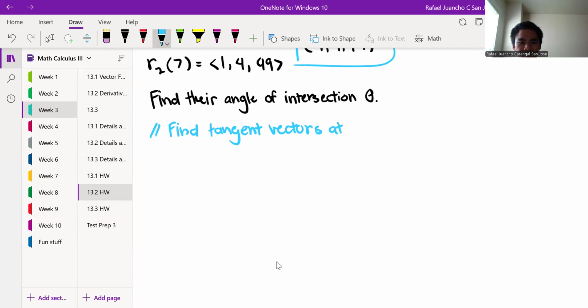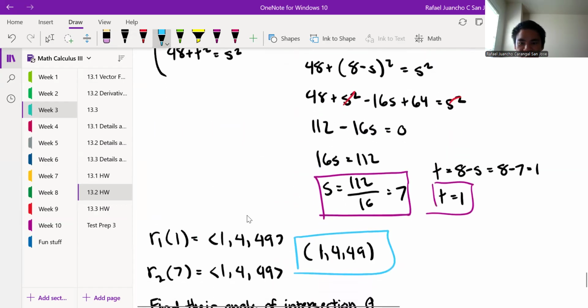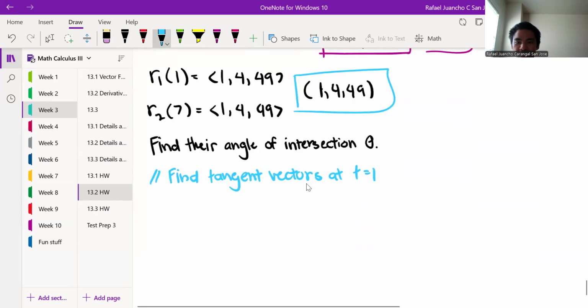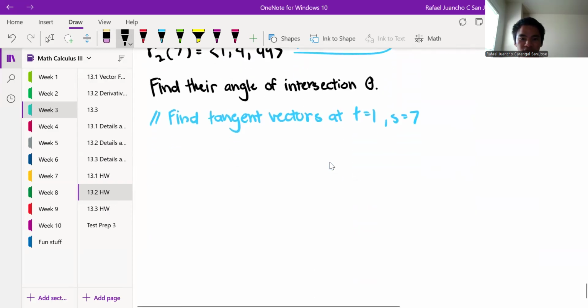Okay, let's make it specific. At t equals 1, because that's t equals 1, and s equals 7. So that's the difference between those two. So first we need to take derivatives here. So for r prime, 1 equals t.